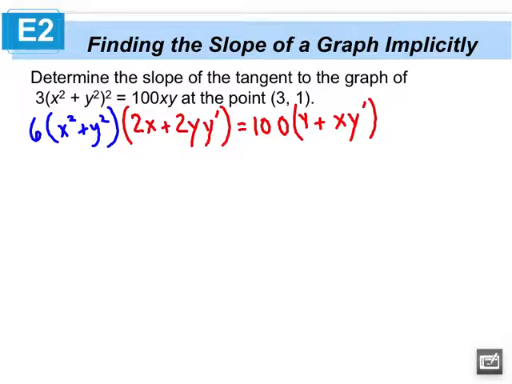Okay, we're done with calculus. Now we do some algebra. This could be the bad part. I need to get this y prime out of here and over there, and I need to get that y prime over there without that other gunk.